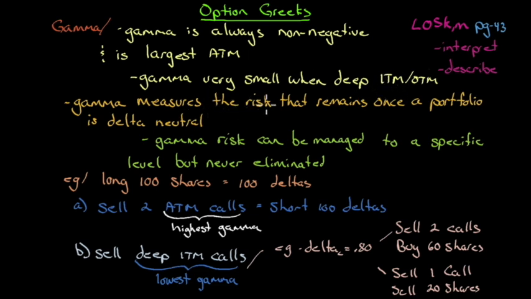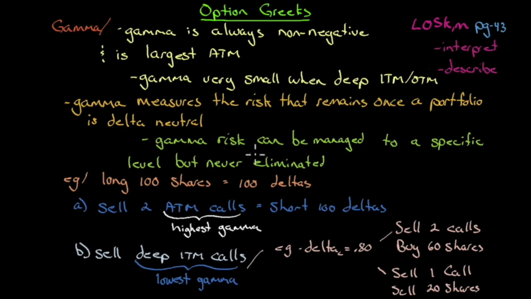It measures the risk that remains once a portfolio is delta neutral, and you'll recall when I said that when we got delta neutral, it was only for that particular price at that particular time, and that hedge might last a day, maybe 2 days before you have to re-hedge. Because as the underlying moves, the moneyness of the options move, which means the deltas move.